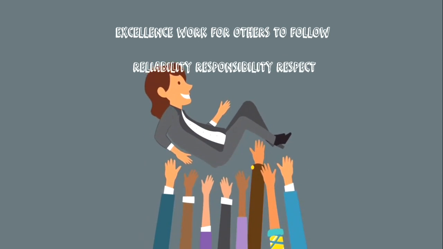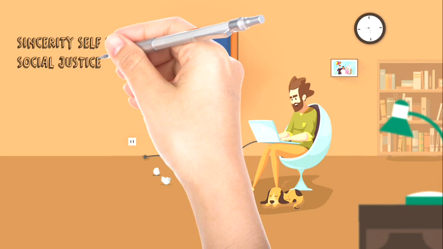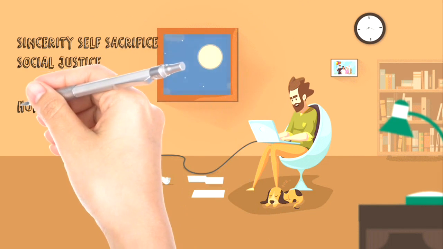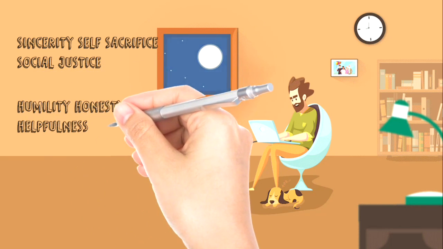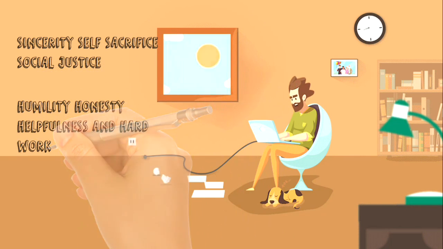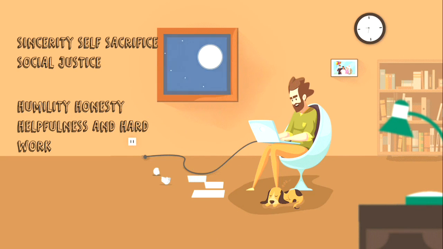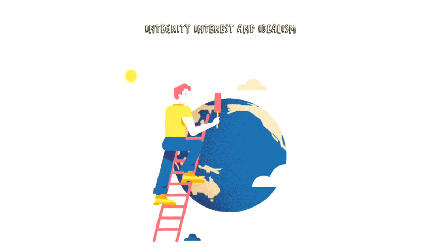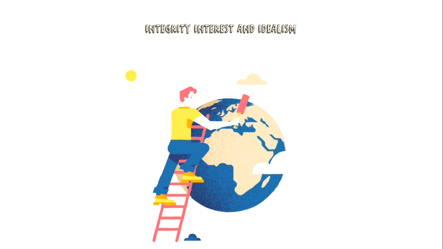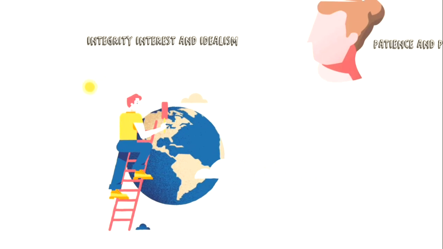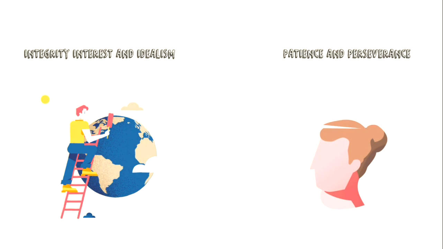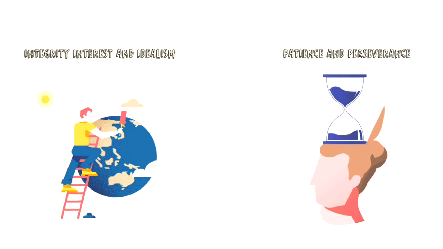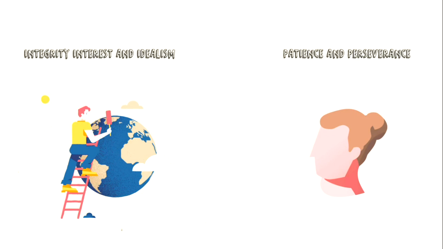R: Reliability, responsibility, and respect. S: Sincerity, self-sacrifice, and social justice. H: Humility, honesty, helpfulness, and hard work. I: Integrity, interest, and idealism. Lastly, P: Patience and perseverance.